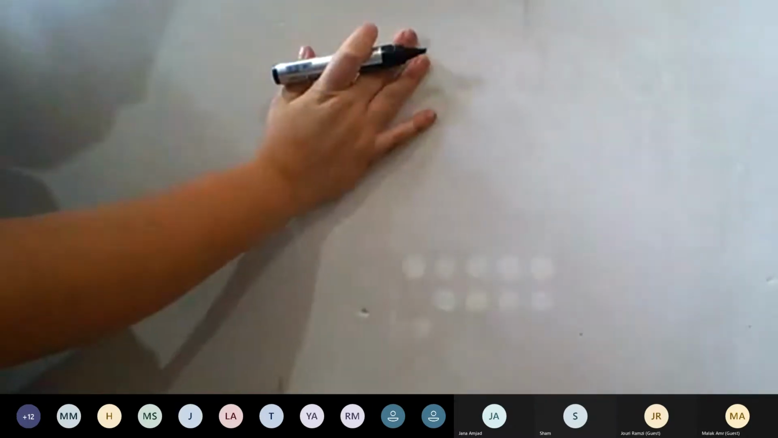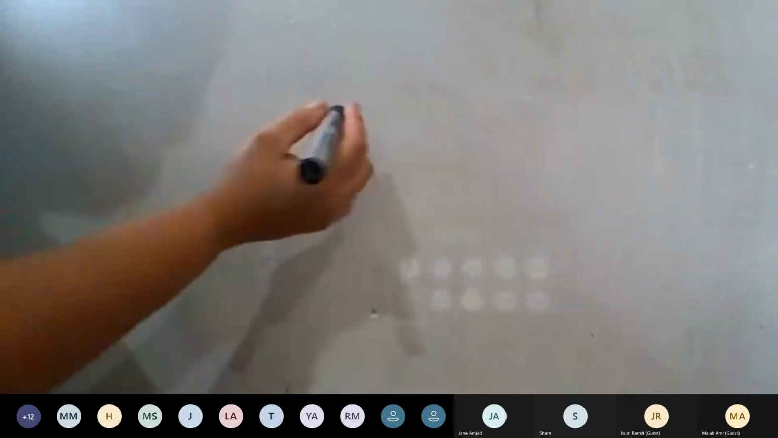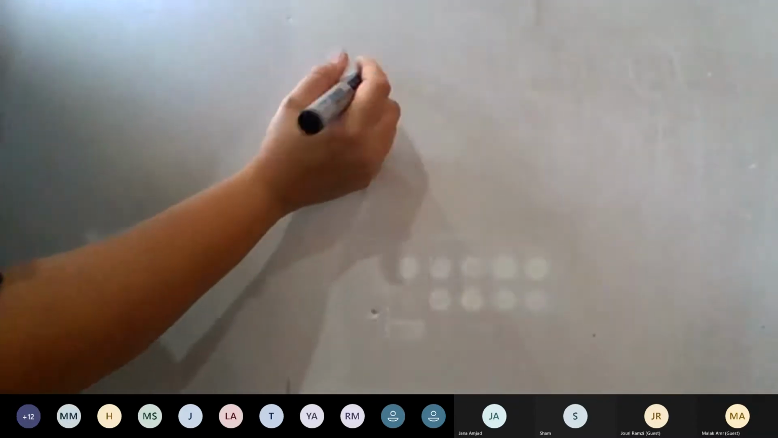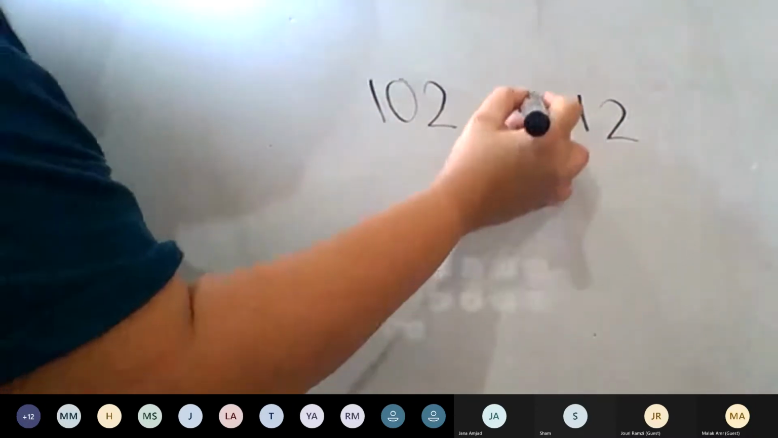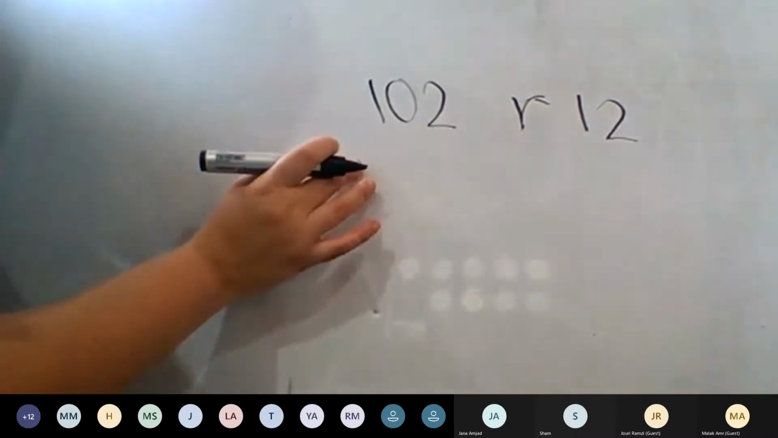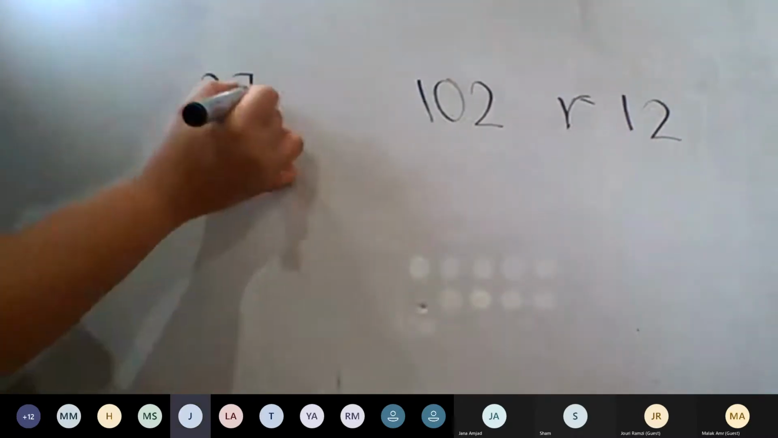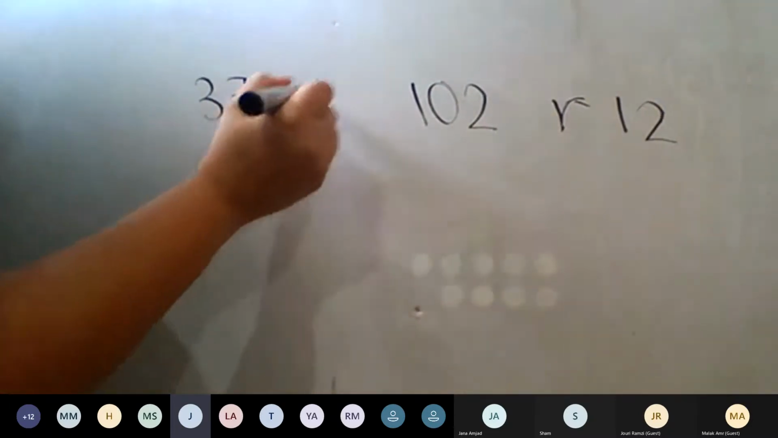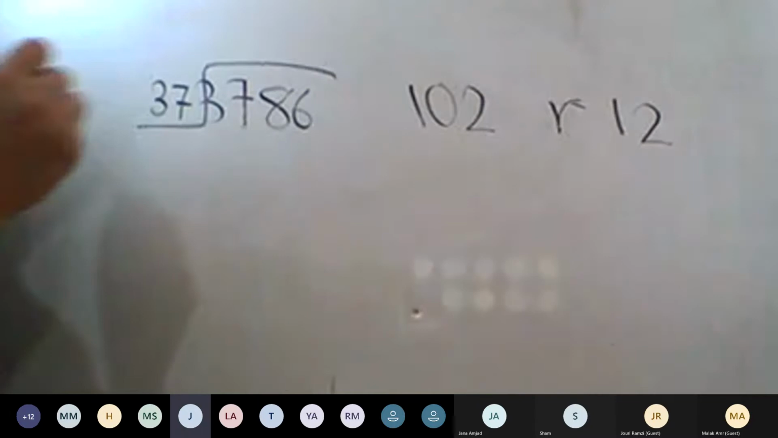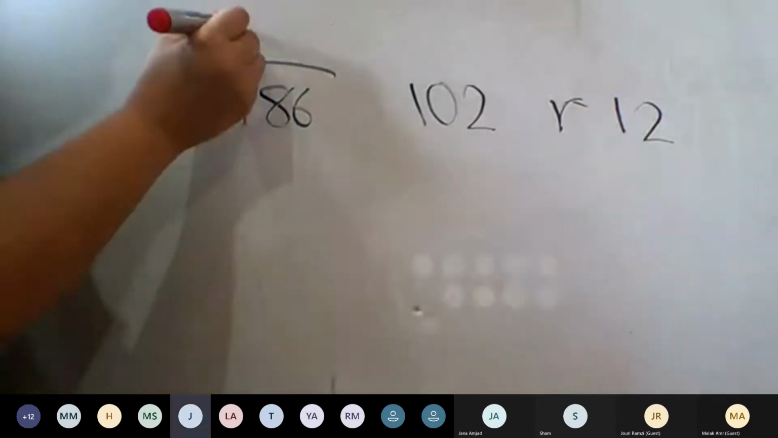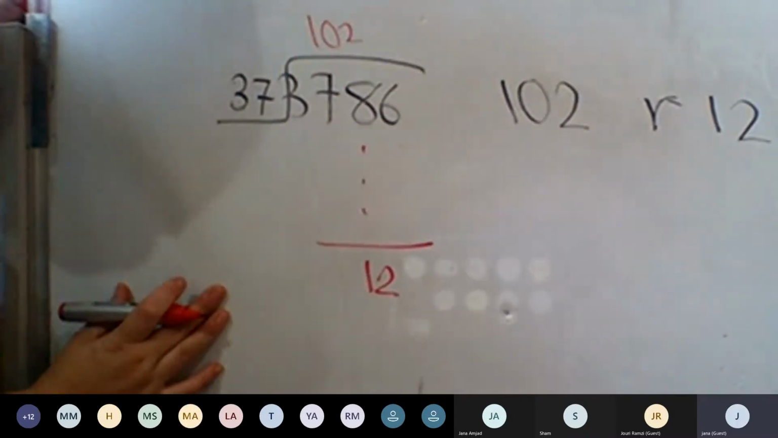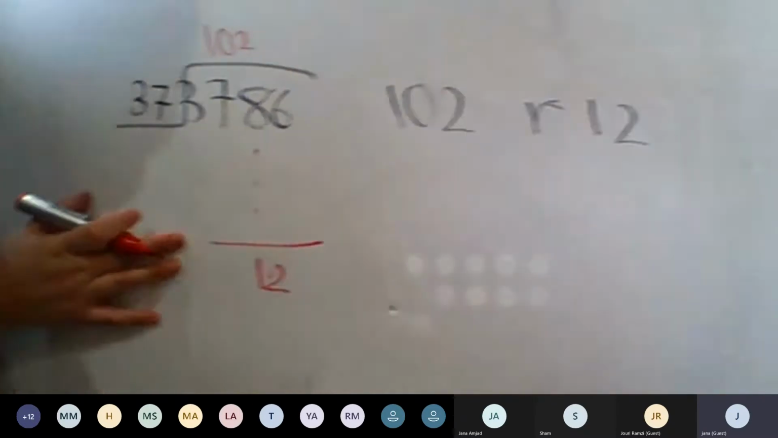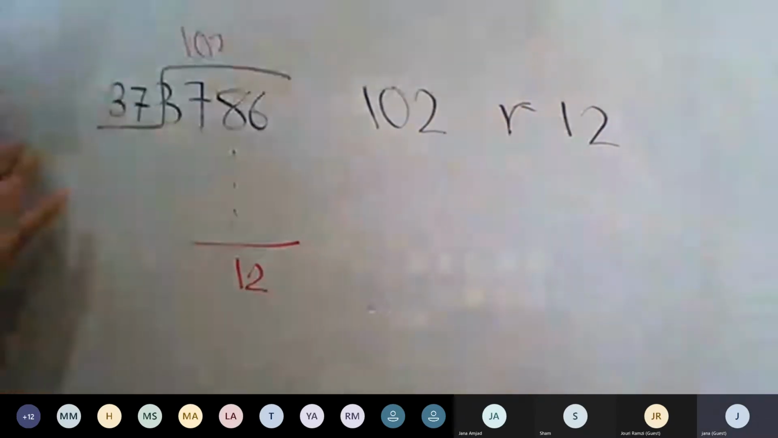Here, in example 3, they told me about another thing that you can write. Now, for the first example, number 2, we said that the quotient is 102 and the remainder is 12. Did you remember that? When you divide 3,786 by 37, we say that the answer was 102, and the remainder was 12. Now, one way to write the remainder is to write 102 with the remainder 12.